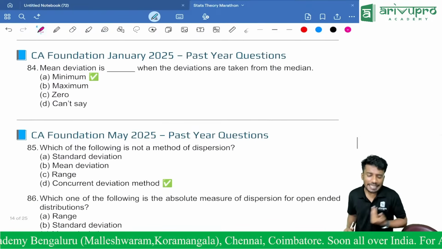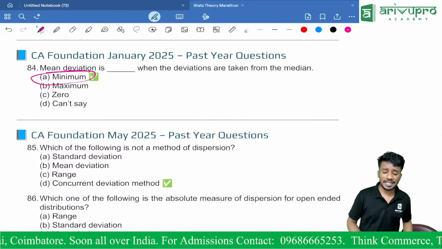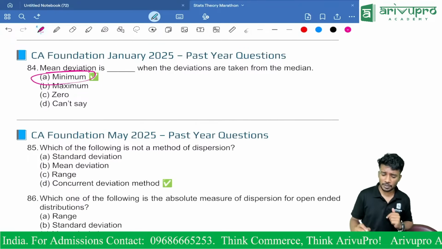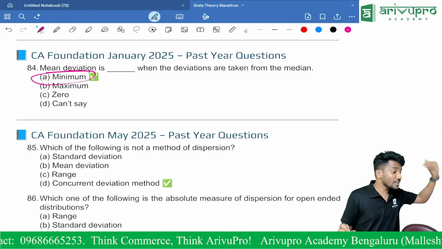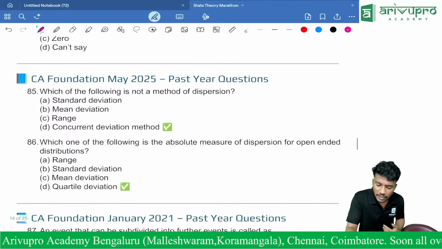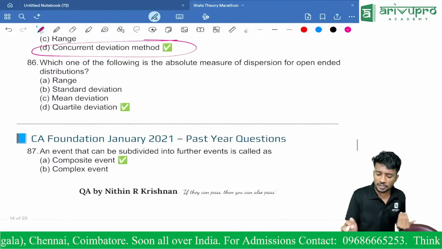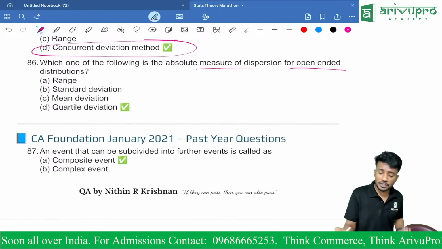Mean deviation is dash when the deviations are taken from the median. It is minimum when it is taken from the median. It is maximum when it is taken from what? It is maximum when it is taken from the mean. Then, which of the following is not a method of dispersion? Concurrent deviation method.